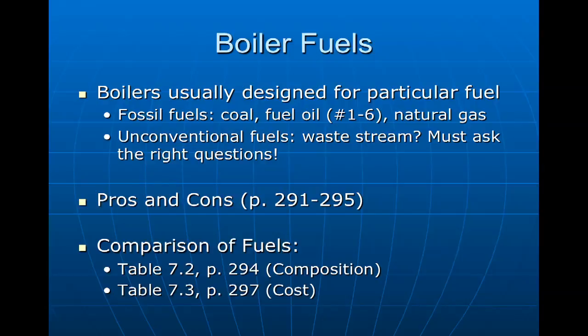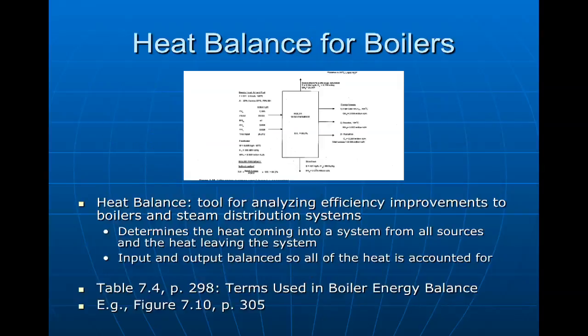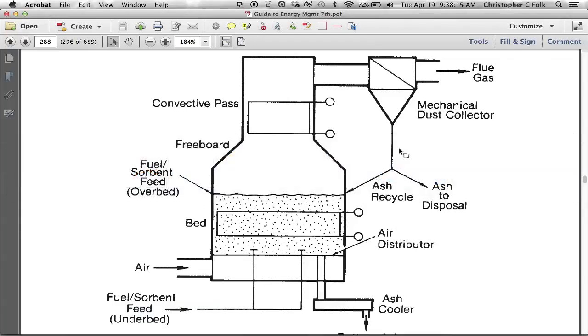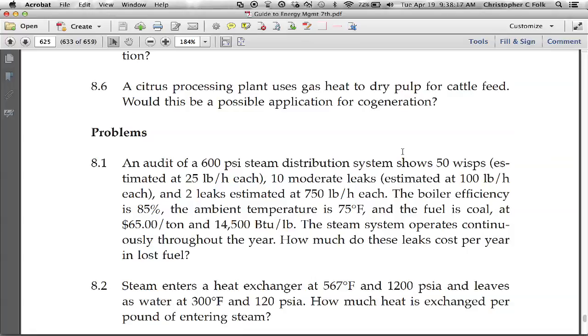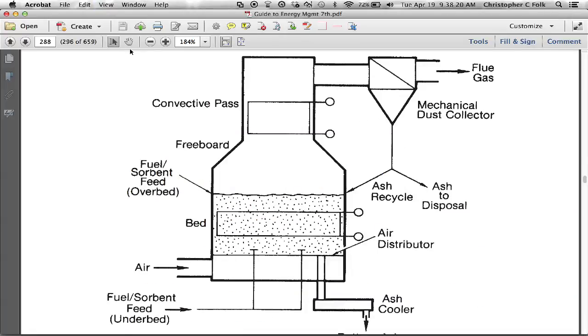So the comparisons are listed here on pages 294 and 297. I really like this drawing. Unfortunately, you can't really see what it looks like in this picture. Let's see if we can find it in the textbook. I'm looking at this particular version of the textbook. I don't think we have the same image that she's got. We have one on page, well, let's find it. There we go.